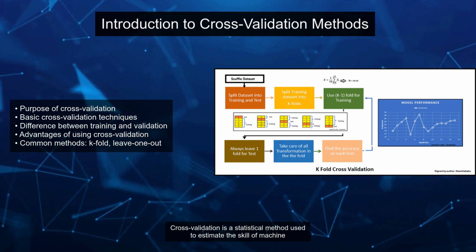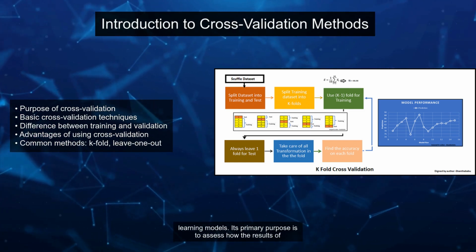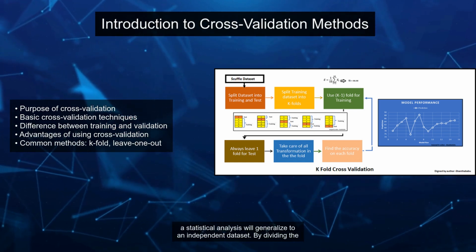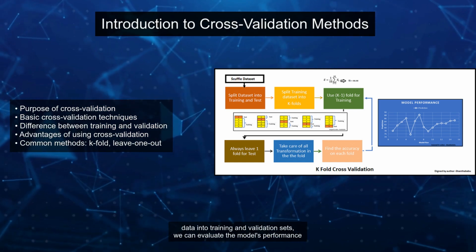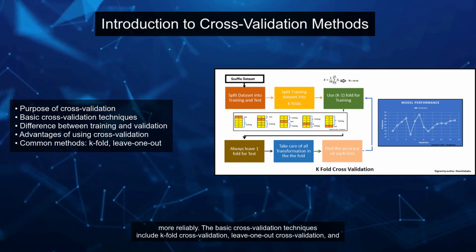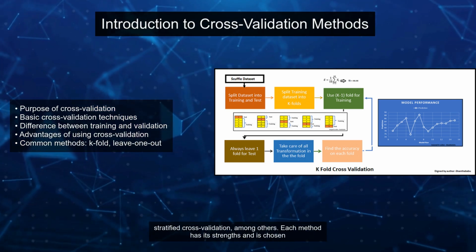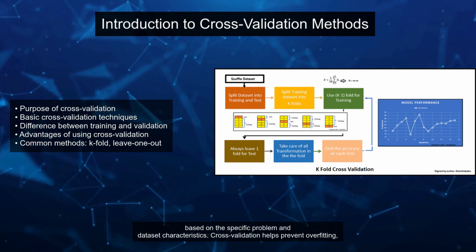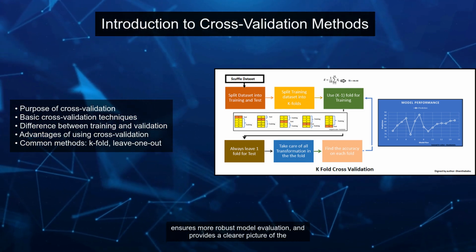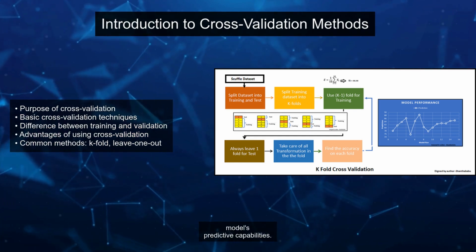Cross-validation is a statistical method used to estimate the skill of machine learning models. Its primary purpose is to assess how the results of a statistical analysis will generalize to an independent dataset. By dividing the data into training and validation sets, we can evaluate the model's performance more reliably. The basic cross-validation techniques include K-fold cross-validation, leave one out cross-validation, and stratified cross-validation, among others. Each method has its strengths and is chosen based on the specific problem and dataset characteristics. Cross-validation helps prevent overfitting, ensures more robust model evaluation, and provides a clearer picture of the model's predictive capabilities.